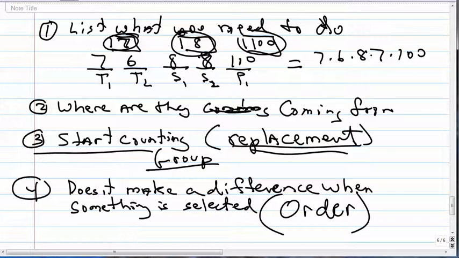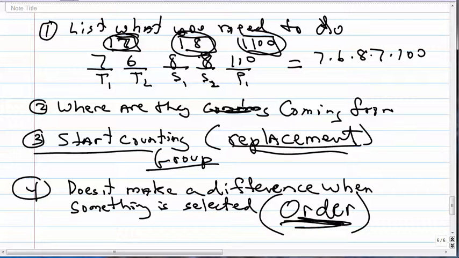Something like, do we have a permutation? When you get picked, it makes a difference. Or is it a combination? Does it not matter when you get picked? In our little example here, if all we're talking about is, for example, a field trip, we're taking 2 teachers on a field trip, 2 students on a field trip, 1 parent on a field trip, we would not care about order.